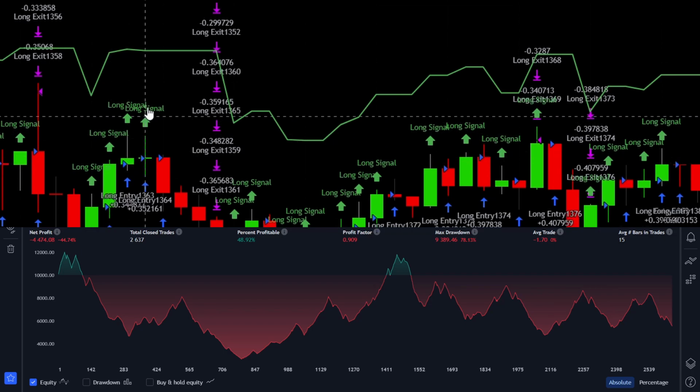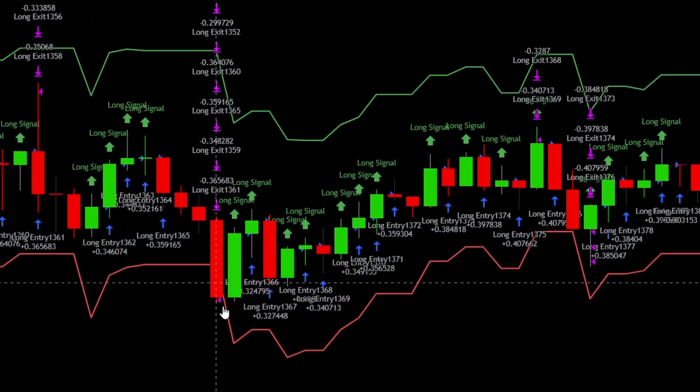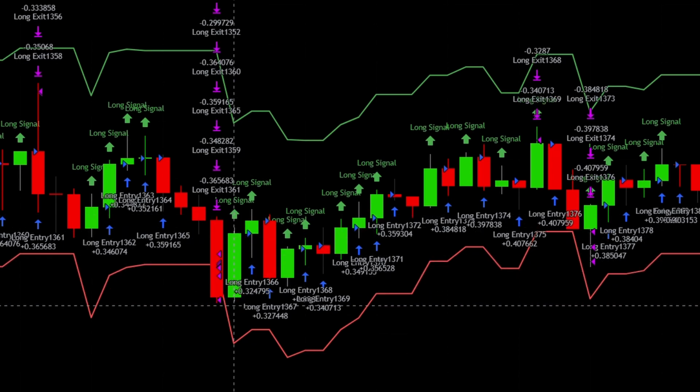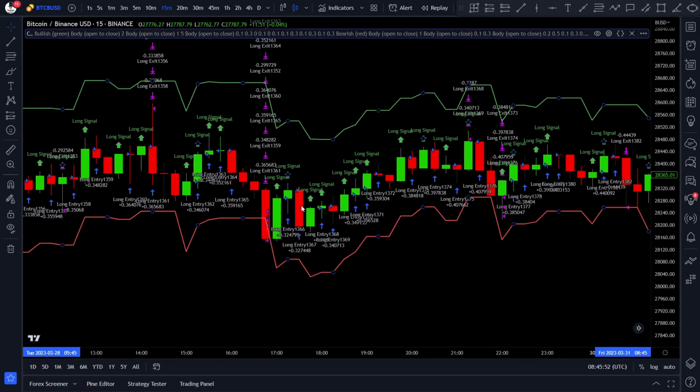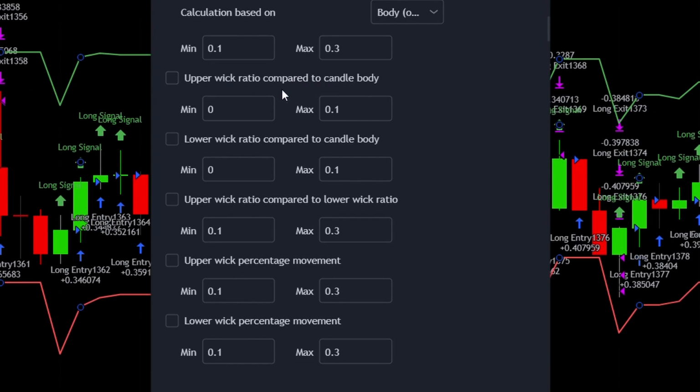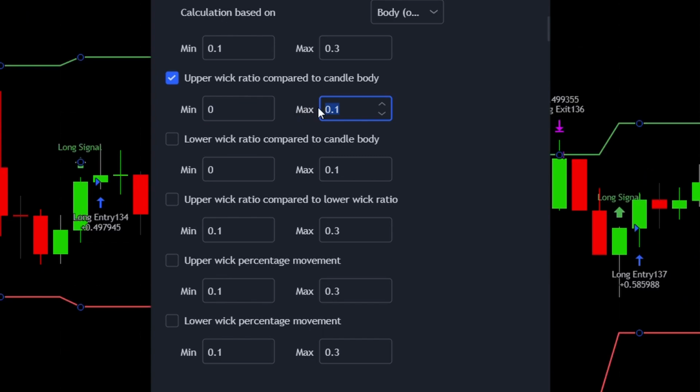Now let's say I want to only enter into a long position when there is a strong bullish candle with a minimal to no wicks on the top or the bottom. To do that, we have to go back to our script and scroll down just a bit until you find the upper wick ratio compared to the body section. To only allow candles that have a short to no upper wicks, tick this box and set the min value to 0 and the max value to 0.1. This way, only green candles that have upper wicks with a maximum of 10% of the candle body height will be valid entry signals. Do the same process with the lower wick ratio compared to the body section, and you are all set.